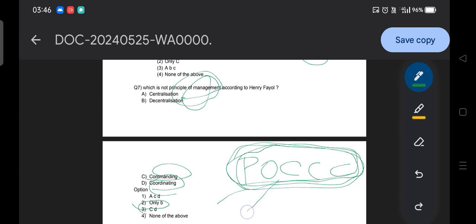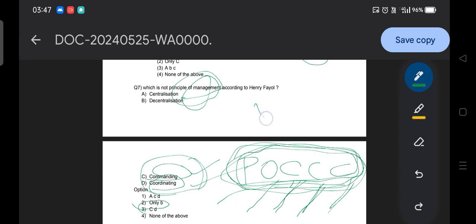O is for organizing. Then C for what? C for controlling. And the other C for coordinating. Sorry, my mistake here, the C is for commanding and coordinating, and C for controlling. So this is how POCCC works, and within POCCC, commanding and coordinating are part of it, but the principles of management do not include these things.